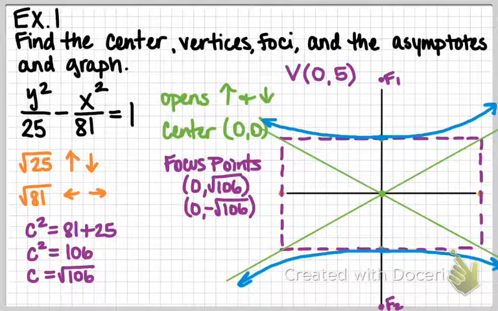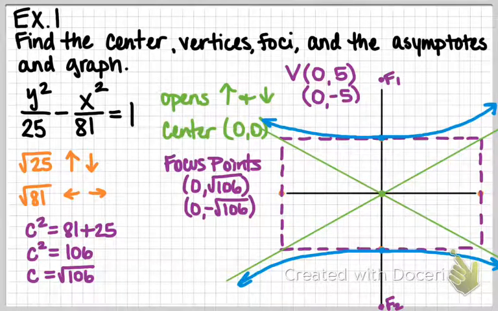My vertices are the 2 points that touch on the hyperbola from my rectangle. So 0, 5 and 0, negative 5. I don't need the 2 orange points that went left and right for vertices. I only use those to create my rectangle.